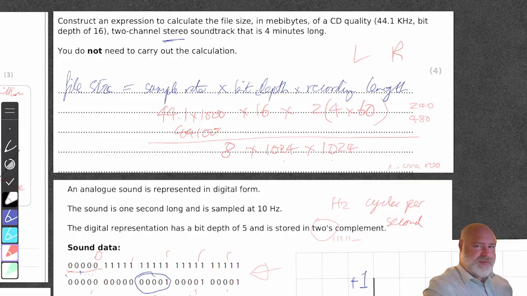That would be enough to give you your 4 marks there. But if you didn't have this stereo bit, it might mess you up. So if you didn't put the 2 in there, you probably would lose a mark. Probably. Which is a bit mean, but you've got to just watch out for that, and it's very typical that it'll ask you to construct expressions for these things. Anyway, there's a lot to unpick there.